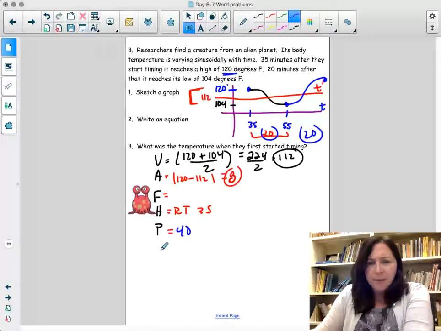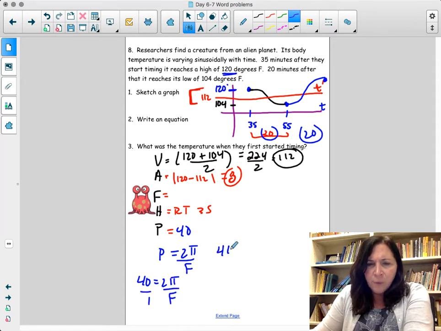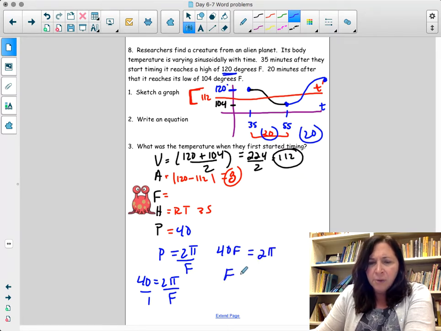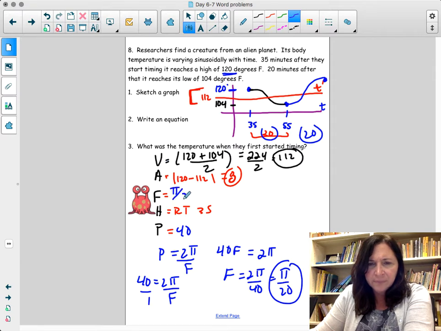So that means that my period equals 2 pi divided by my frequency. My period is 40, so we're going to go 40 is equal to 2 pi divided by my frequency. I'm going to cross multiply. I get 40 times my frequency equals 2 pi. My frequency equals 2 pi divided by 40. So therefore, pi over 20 is my frequency. So that goes right here.